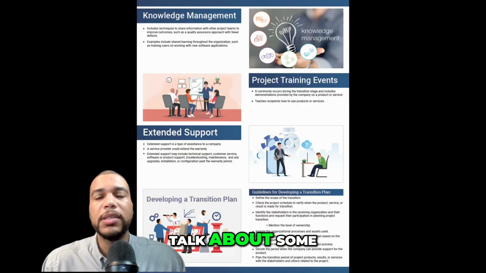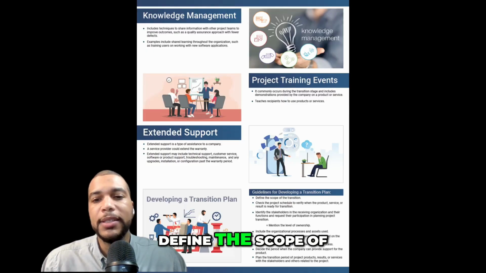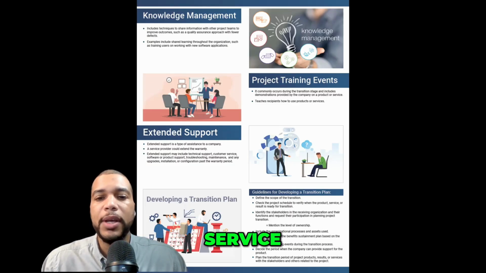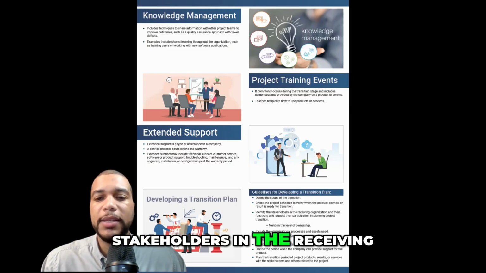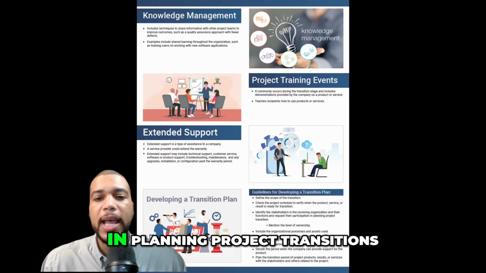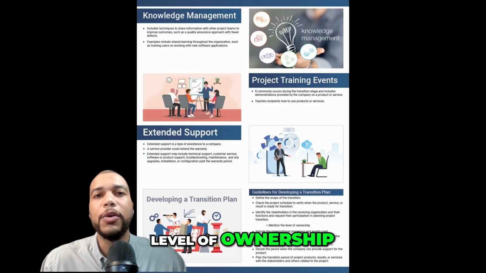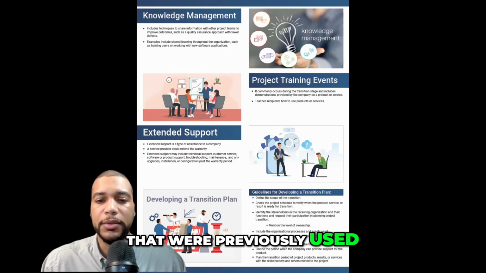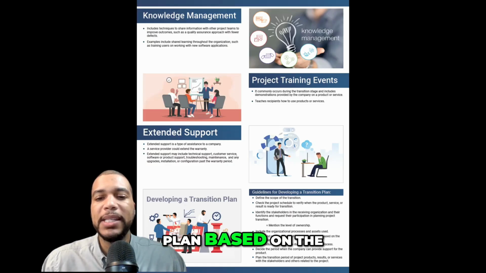So we're also going to talk about some guidelines for developing that transition plan. You want to first define the scope of that transition. You want to check the project schedule to verify when the product, service, or the result is ready for that transition. You want to identify the stakeholders in the receiving organization and their functions and request their participation in planning project transitions. You want to mention the level of ownership. You also want to include organizational process and assets that were previously used. You want to create and release the benefits sustainment plan based on the benefits acquired.